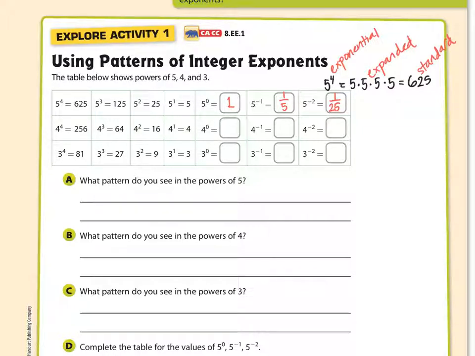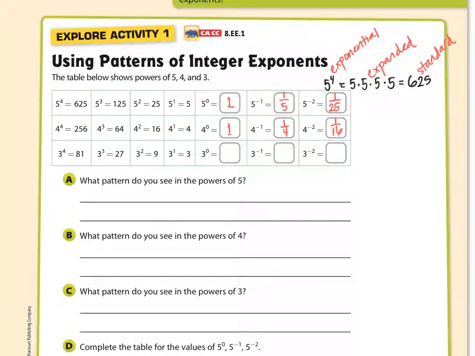Okay, the next one, we've got 4 to the 4th power. 4 to the 3rd power is 64. 4 squared is 16. 4 to the 1st is 4. We have 4 to the 0, which is 1. 4 to the negative 1 is 1 over 4. 4 to the negative 2 is 1 over 16. Okay, start trying to make the connection if you can.